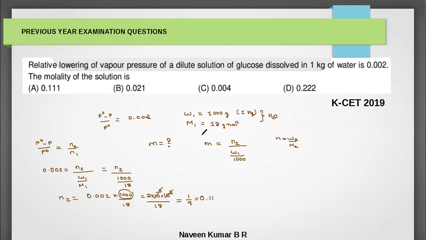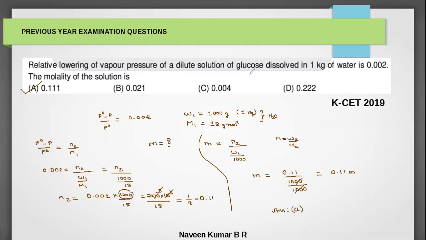Now we'll come back to our main solution. That is molality, what we need to find. M is equal to N2, 0.11, divided by mass of solvent, 1000 W1. So if we express this, the answer will be 0.11 molal. The molality of the resultant solution is 0.11 molal. So the correct answer for the question is option A. It is simple.